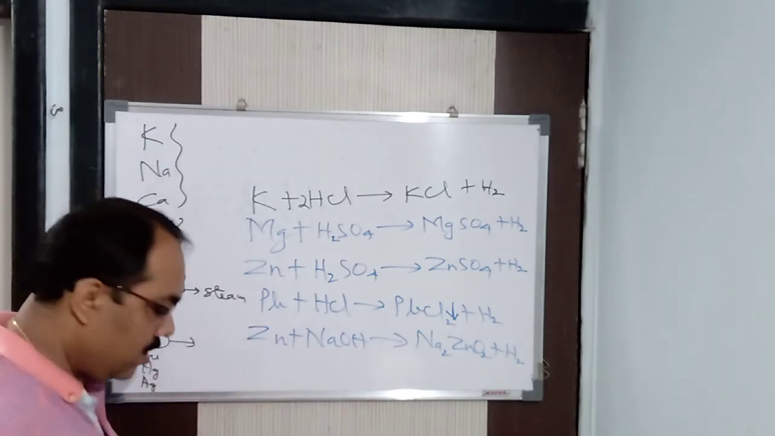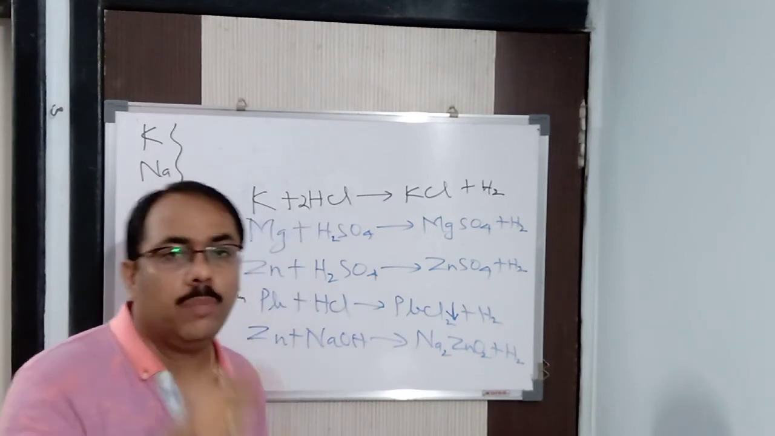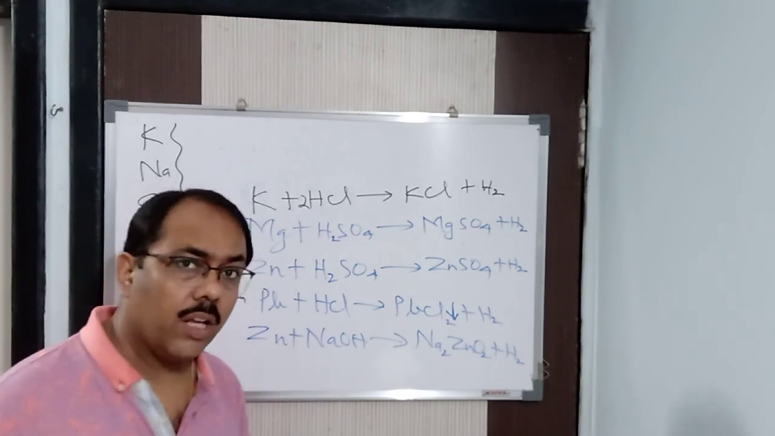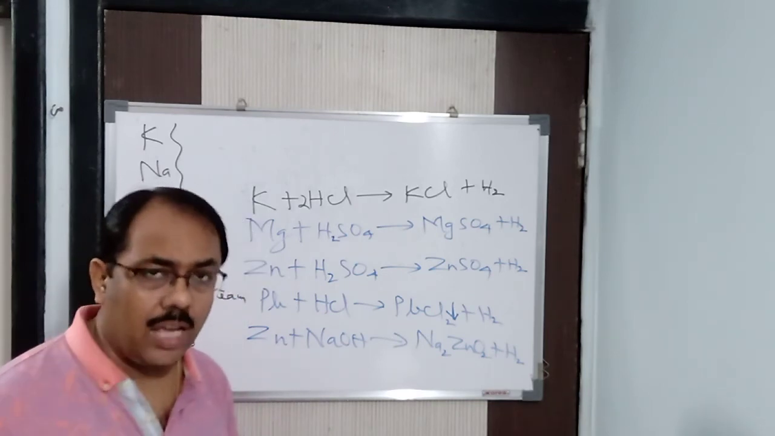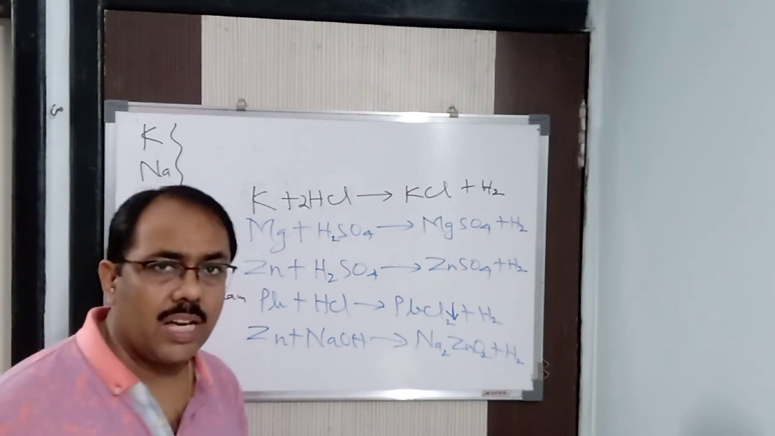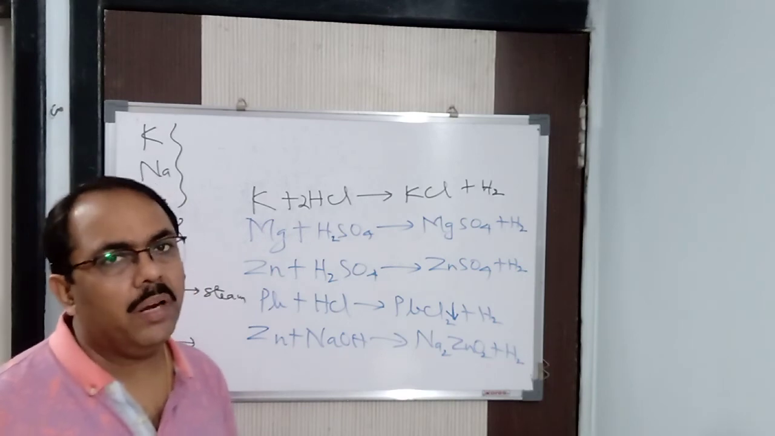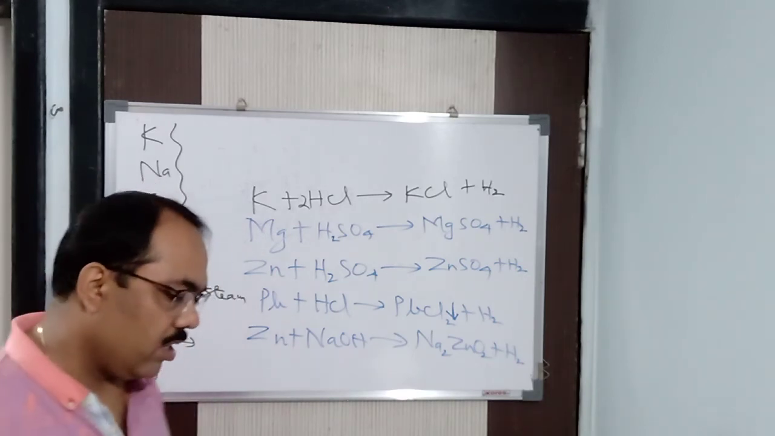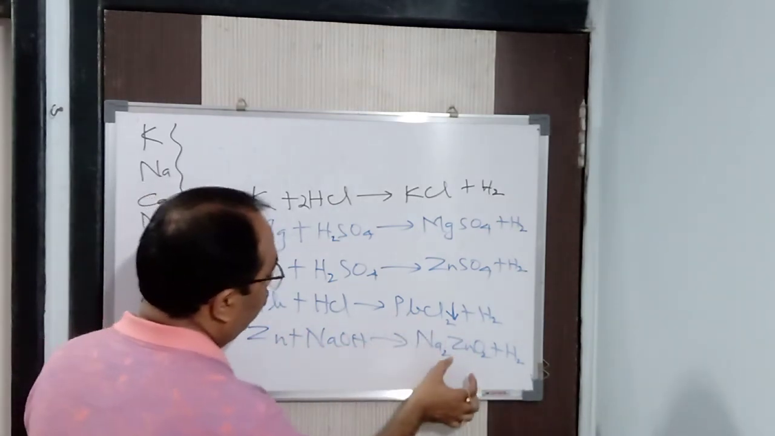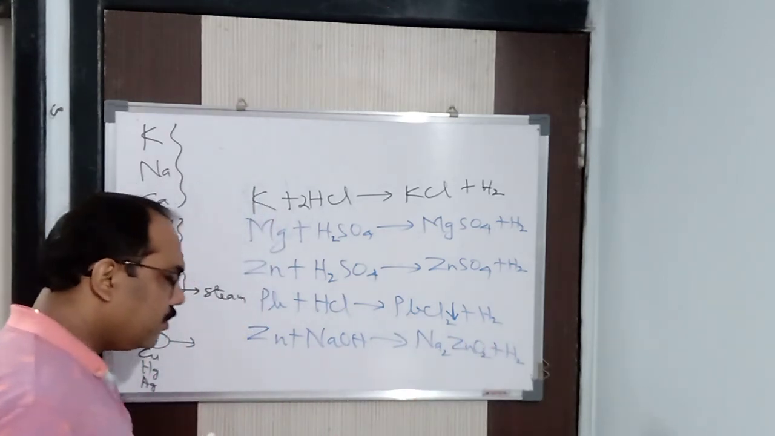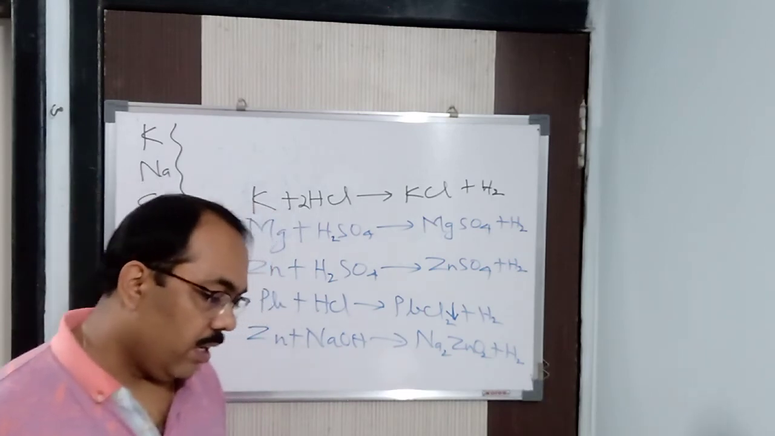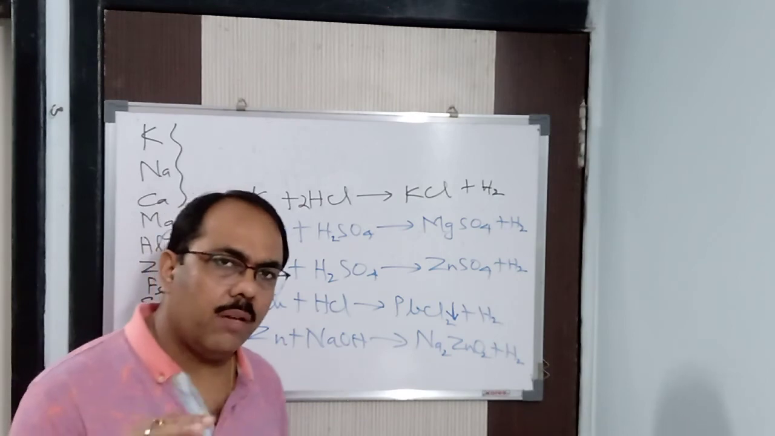Amphoteric means substances which react with both acids as well as with bases. Generally metals are basic in nature, so they react with acids to liberate hydrogen gas. But there are certain elements like zinc, aluminum, tin, lead. They not only react with acids but also react with bases to liberate hydrogen gas, because they are amphoteric in nature. So zinc reacts with sodium hydroxide to form sodium zincate and hydrogen. Similarly, aluminum reacts with sodium hydroxide and water to form sodium aluminate, and hydrogen gas is evolved. Clear? So this is the unique nature of zinc, aluminum, tin, lead.